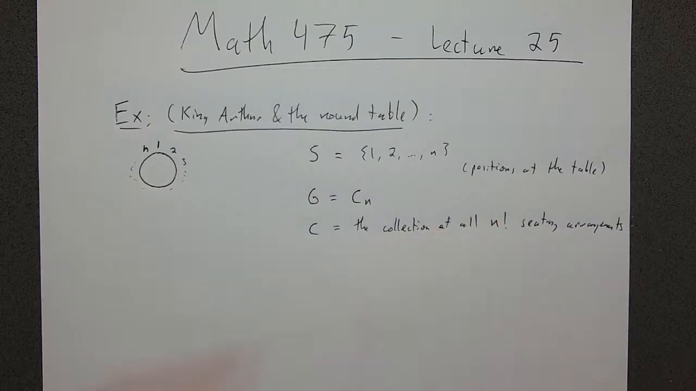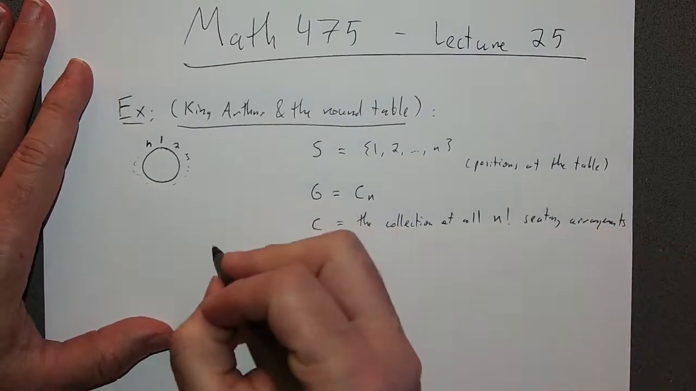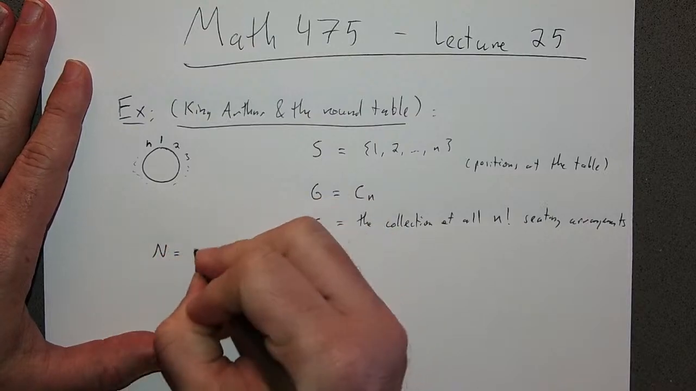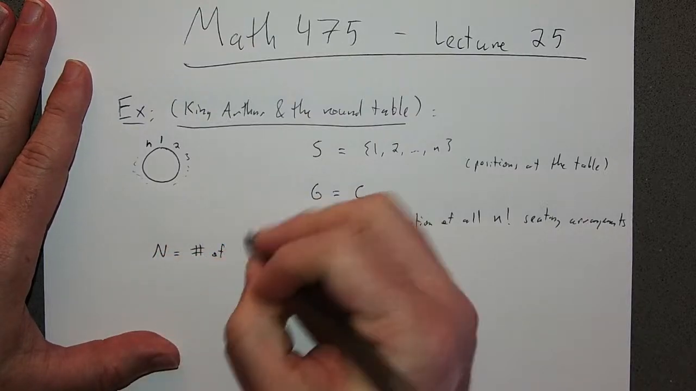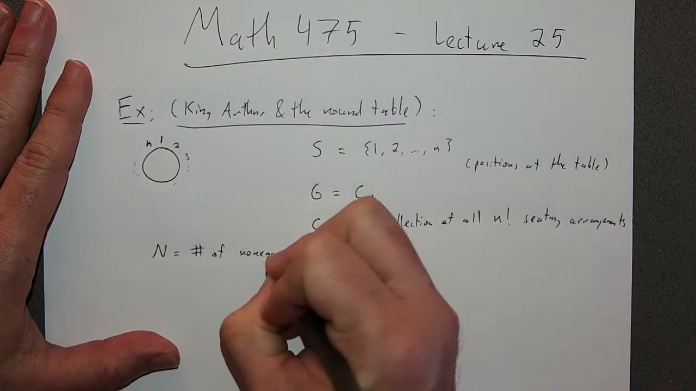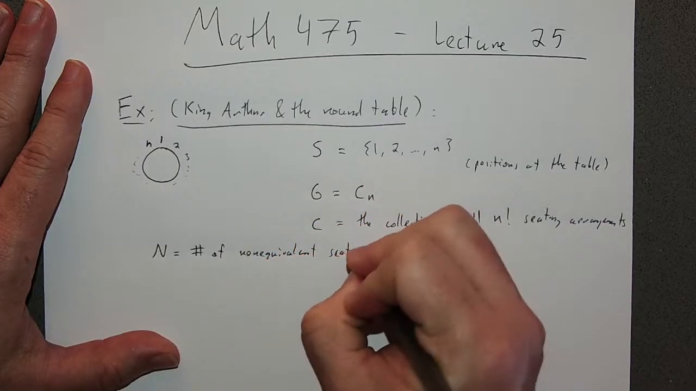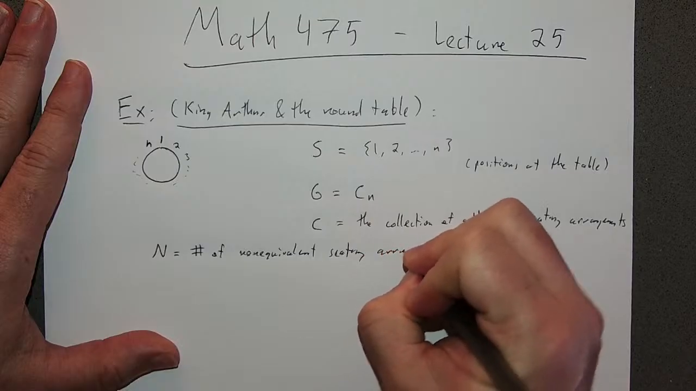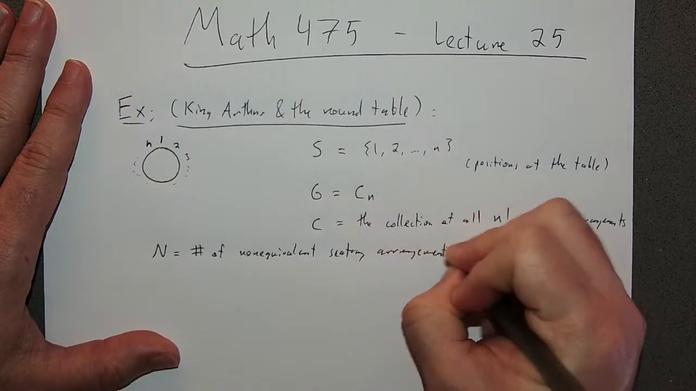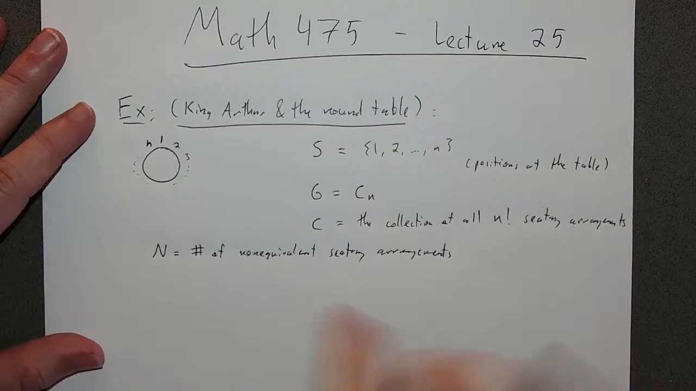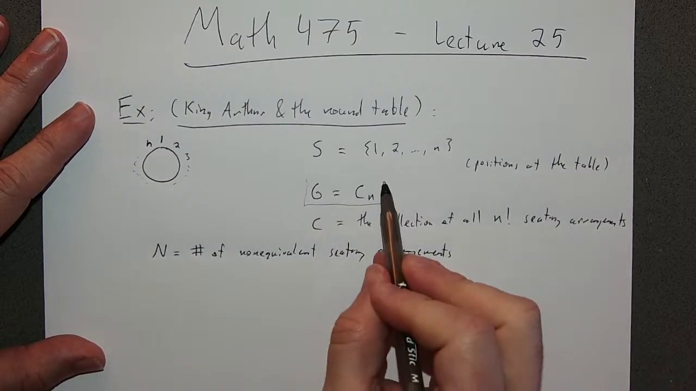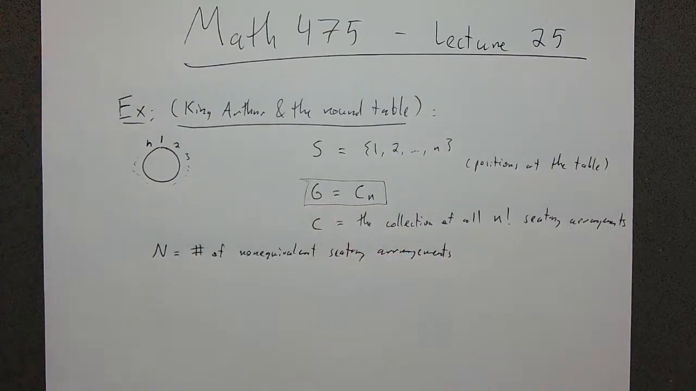Among this entire collection, the question becomes counting the number of non-equivalent seating arrangements. So the number that I'm interested in, N, is the number of non-equivalent seating arrangements, where equivalence, of course, is dictated by whether an arrangement can be taken to another arrangement by something in this group.